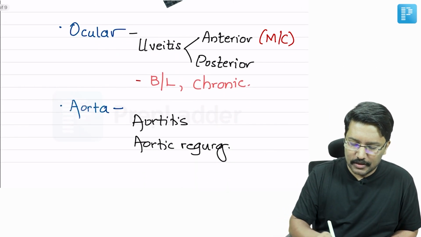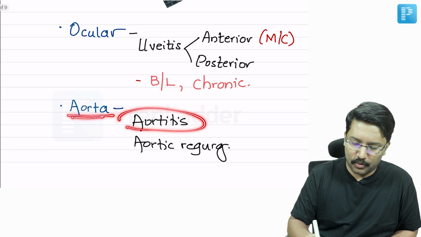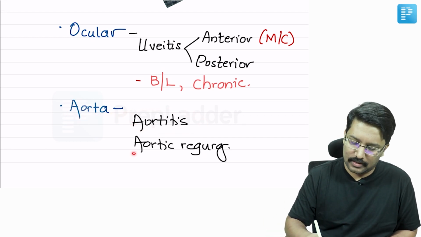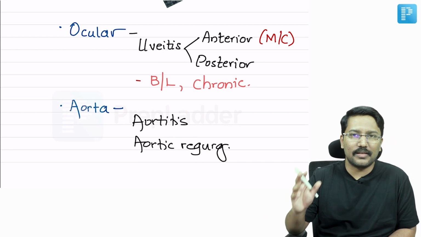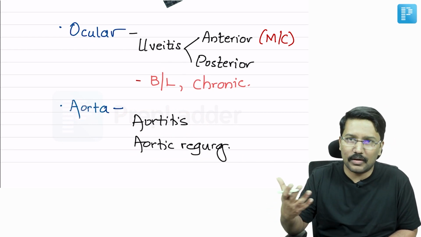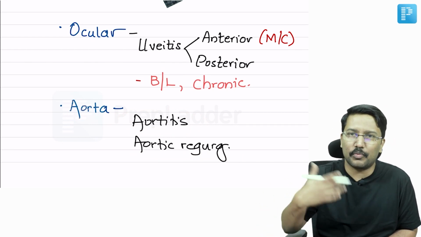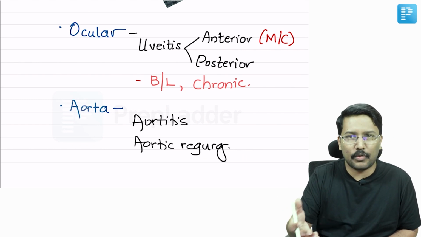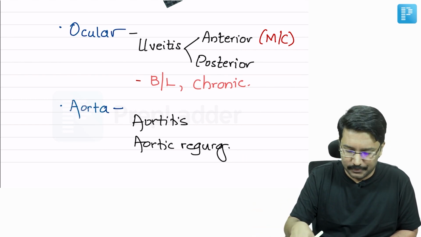Then there is also a propensity to involve the aorta in the form of aortitis, and this can also go on to cause aortic regurgitation. Okay, so these are the extra-articular manifestations. Obviously, I have not discussed the skin changes. I believe that it would be covered in the psoriasis video, and I'm also sure that you are all very much familiar with that.